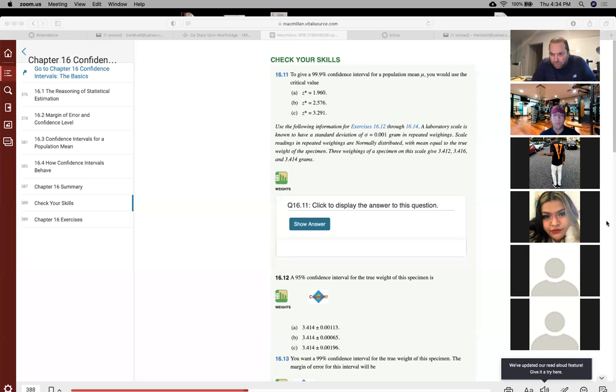Oh, someone wrote something, 3.413 to 3.415. Yeah, I guess if you round to the third decimal, that is correct. But look at your answers A, B, and C. They're not actually asking for the left endpoint and the right endpoint like you gave me. They're asking for the center plus or minus margin of error version. So while you're correct, it's not technically what they were asking for. So is it A, B, or C?